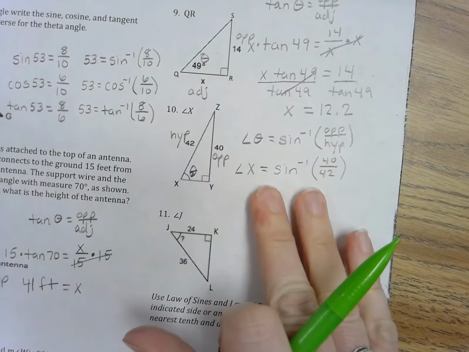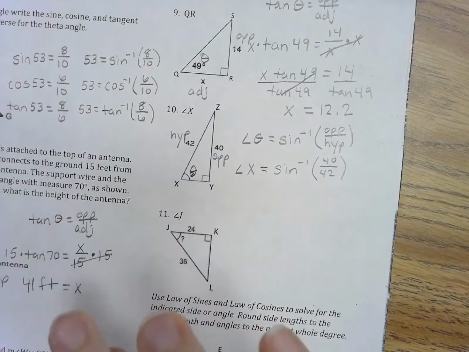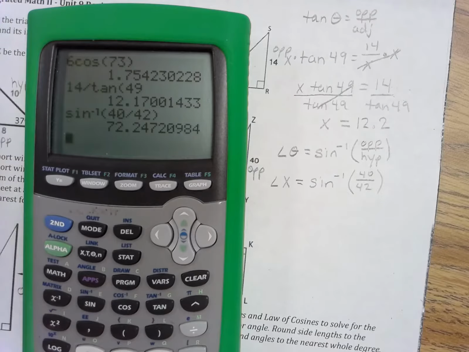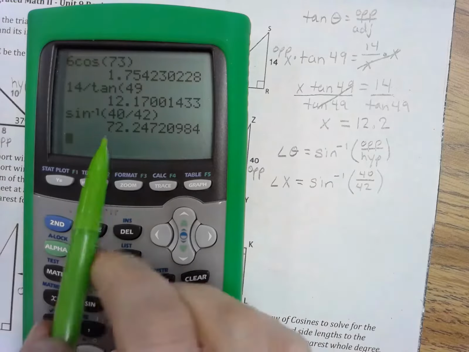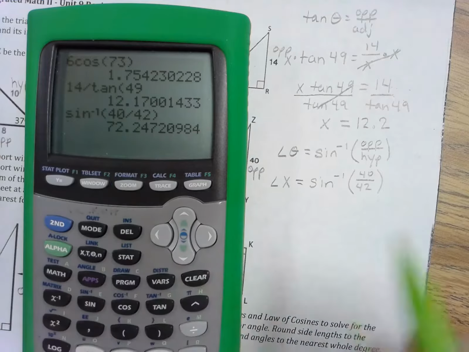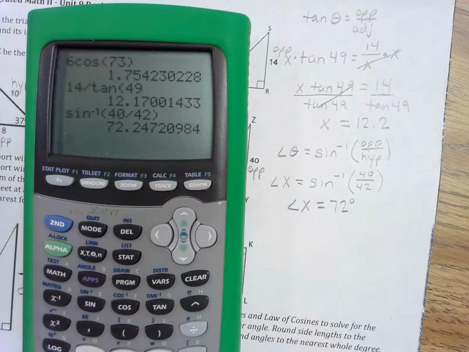That's the cool thing about finding the angle with these trig ratios, once you get it set up, you're ready to go straight to the calculator. So inverse sine, remember that second sine, and type in 40 divided by 42. And again, you could have used alpha y equals. When we are solving for an angle, it's asked for the nearest whole degree. So that 2 does not make this round up. So angle X is going to be 72 degrees.